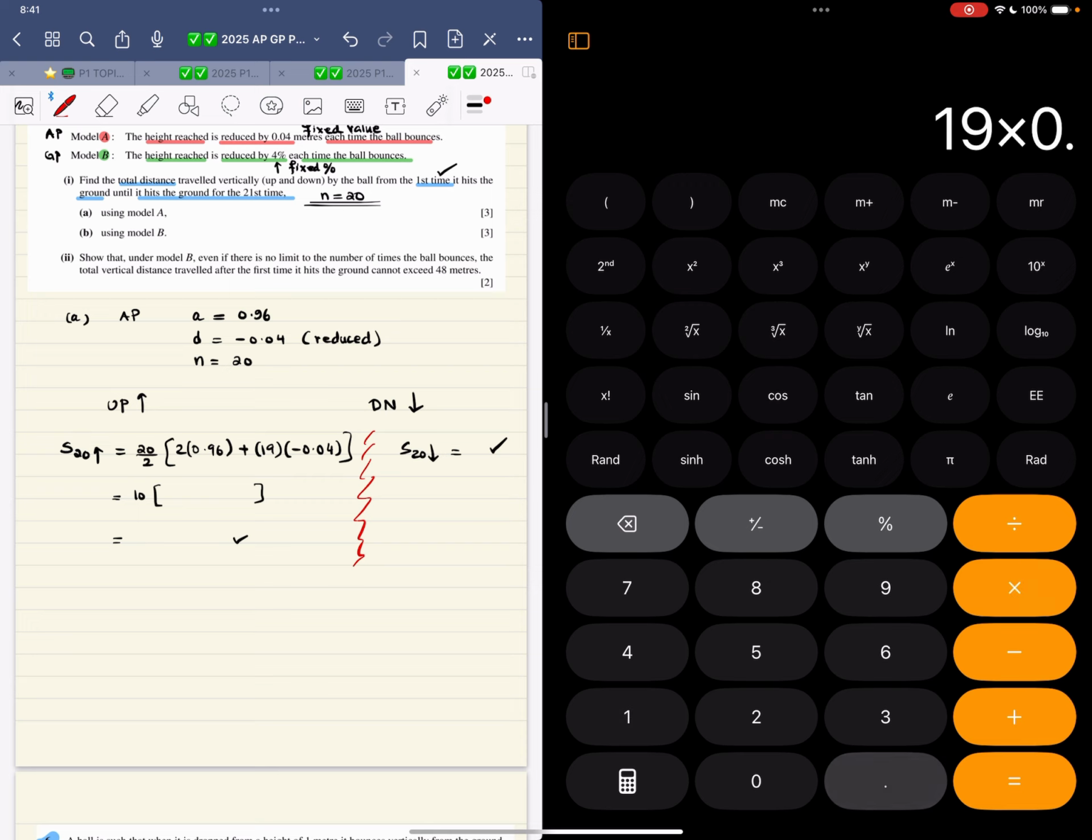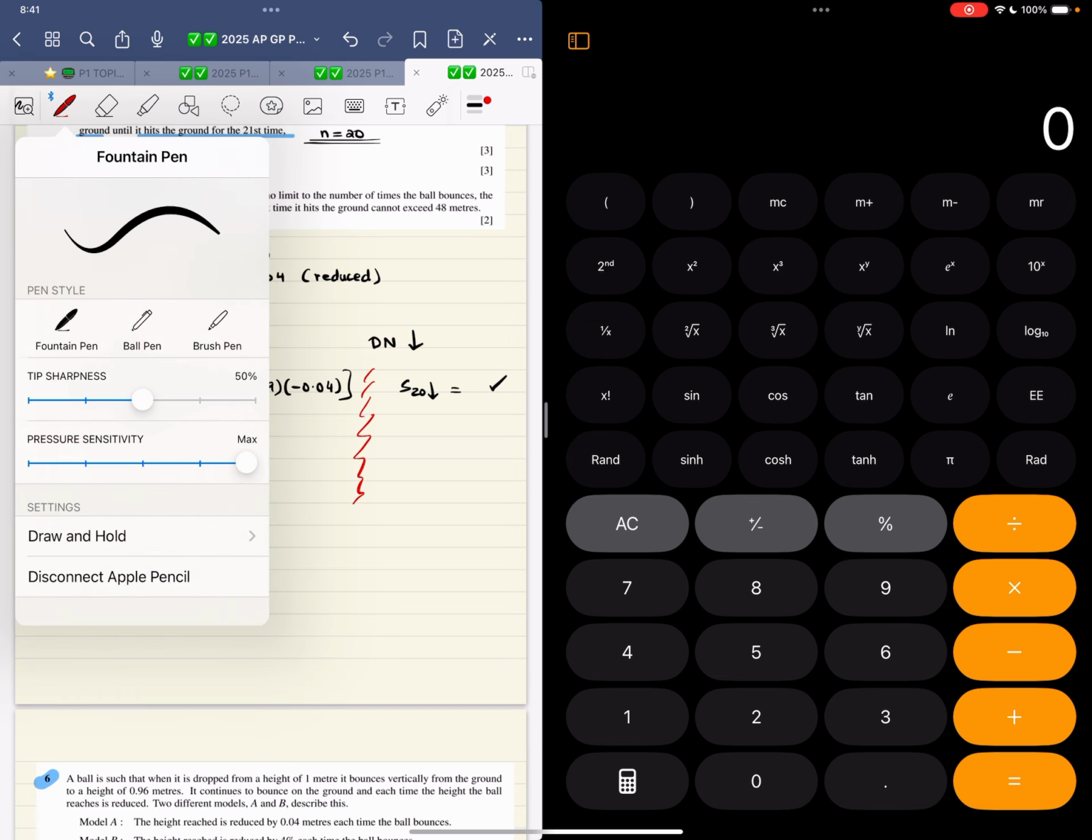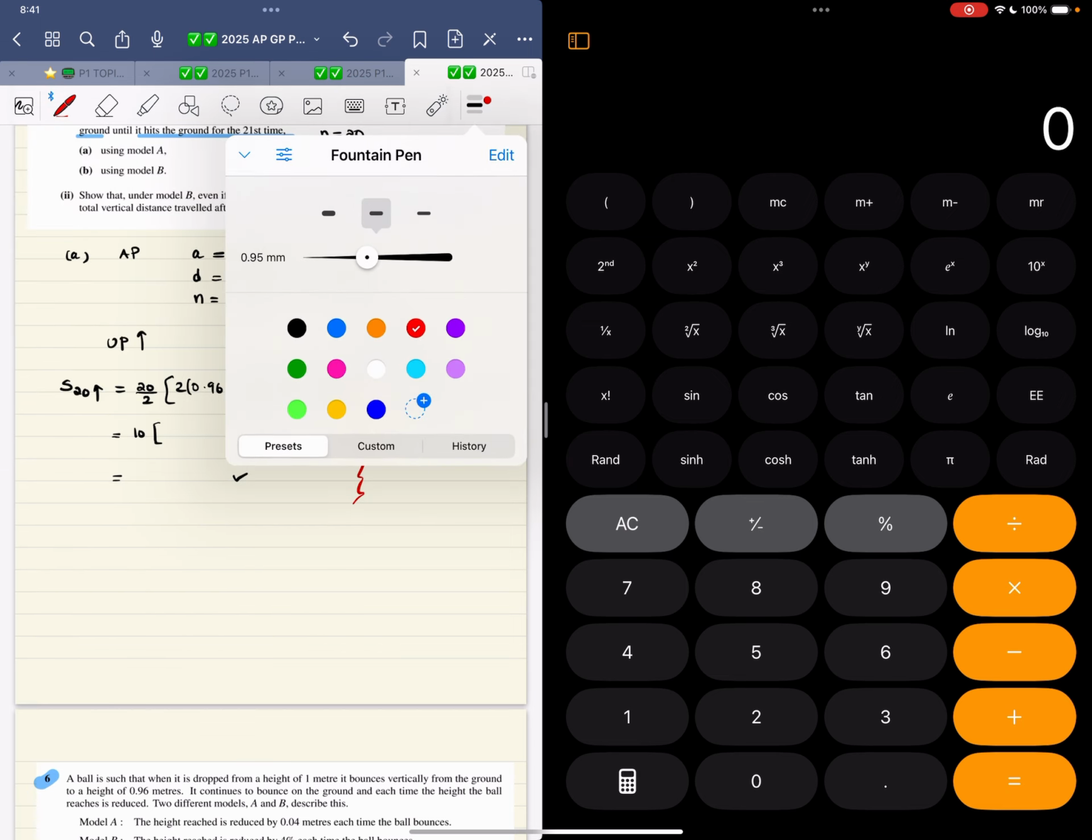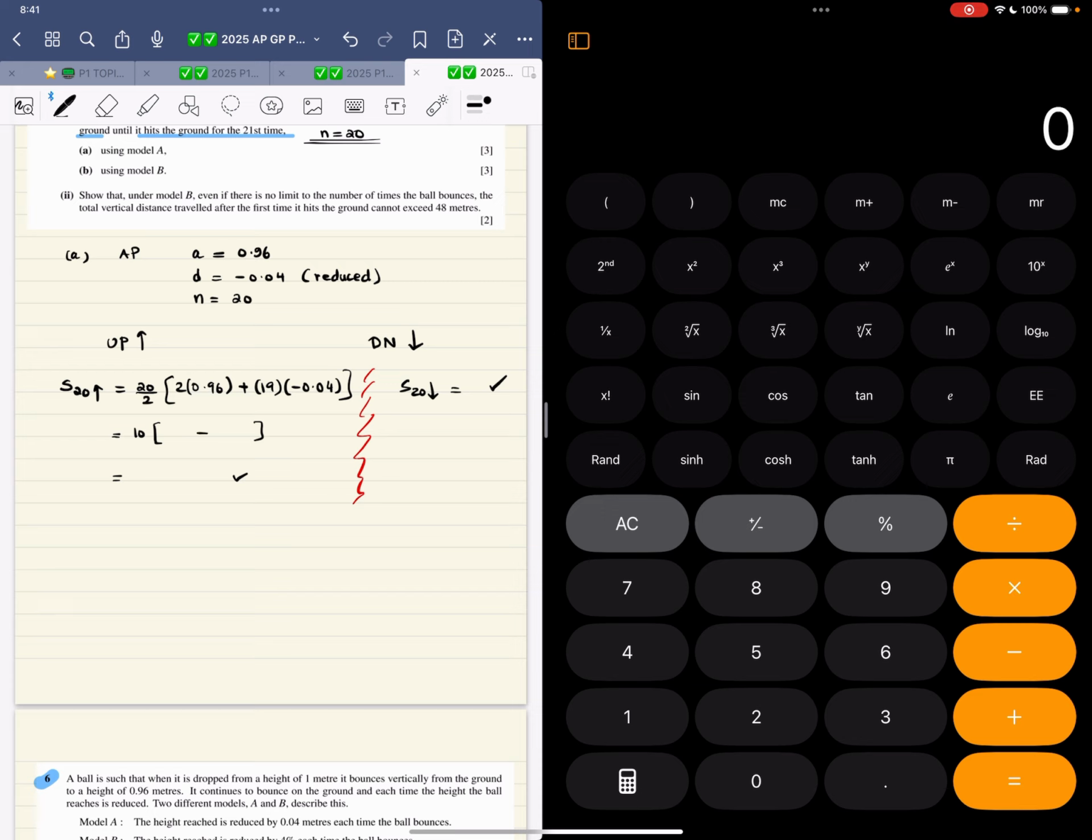19 into 0.04, that is 0.76. So over here, the black marker, that is over here. Okay, so this is negative 0.76, I think. So this is 19 into 0.04. Yes, 0.76 and 2 into 0.96. 2 into 0.96, that comes out to be 1.92. So 1.92 minus 0.76, that is 1.16 into 10, that comes out to be 11.6. Of course, I don't have to use a calculator for that one. So this is 11.6, all good.